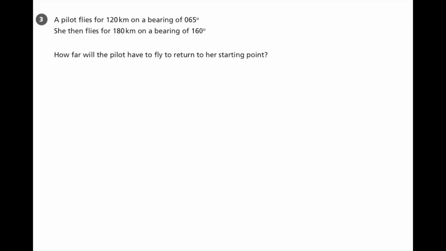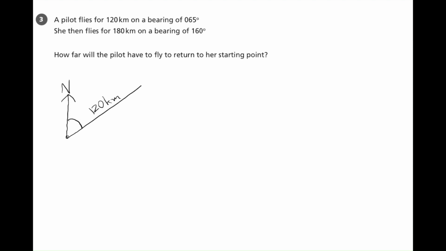In this question, it's essential to get a good, clear diagram. The pilot flies on a bearing of 065. So to measure a bearing, we need to measure the angle clockwise from the north line. So if this is the starting point, we draw a north line, and the pilot is flying on an angle of 65 degrees clockwise, so that would be roughly there, and flies for 120 kilometers.